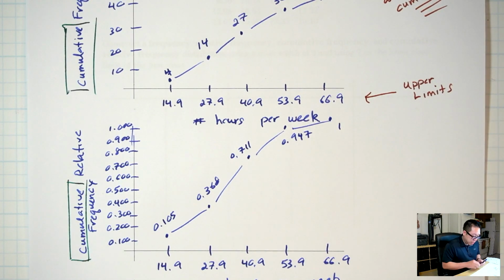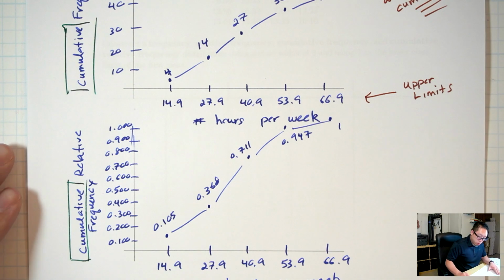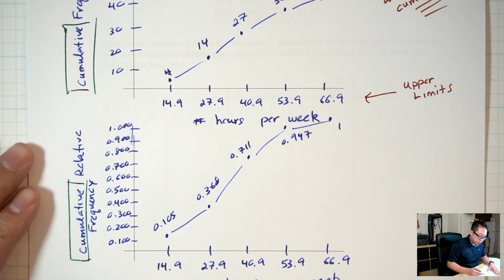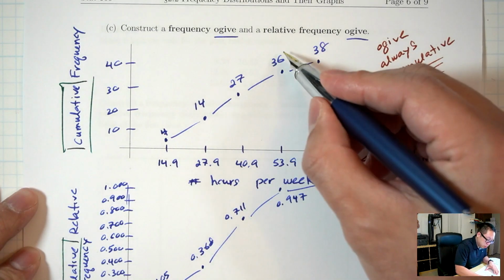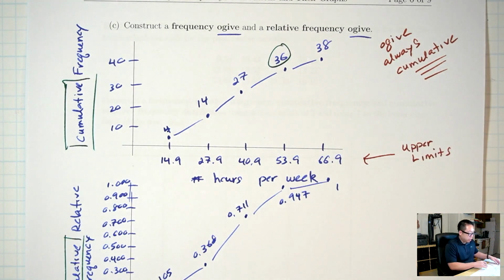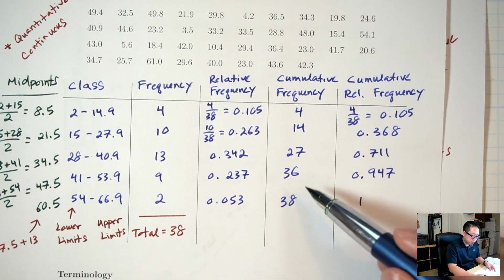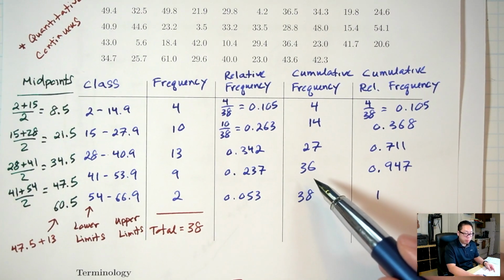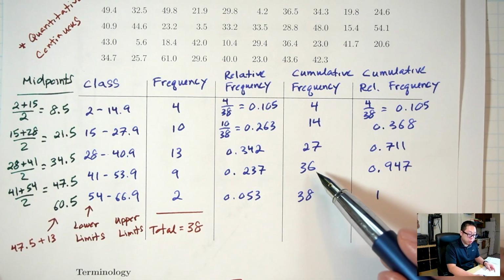Okay, last part here, interpret these numbers or these graphs. Say we're interpreting the 4th point on the ogive. So 1, 2, 3, 4. So I'm talking about this 36. I think it's easiest to go back to the table. This 36 is right here. So this is saying that there are 36 students.